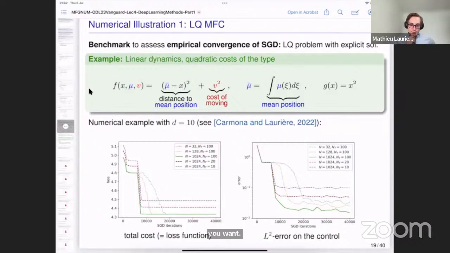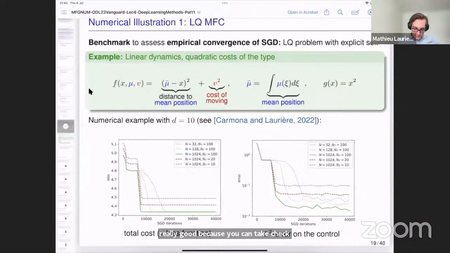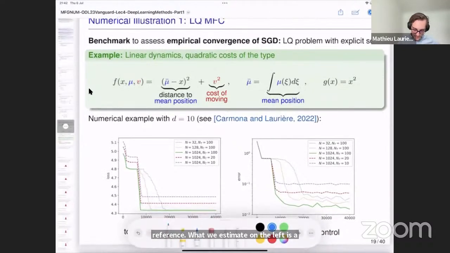All right. So on this method, I want to show 3 examples actually. The first one is linear quadratic. We have already discussed it. We have a benchmark solution, so it's really good because you can check if the method converges. And here, if you look at these plots, what we estimate on the left is a loss function. So this is what you are trying to minimize.